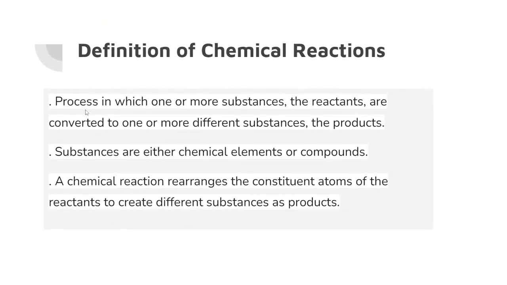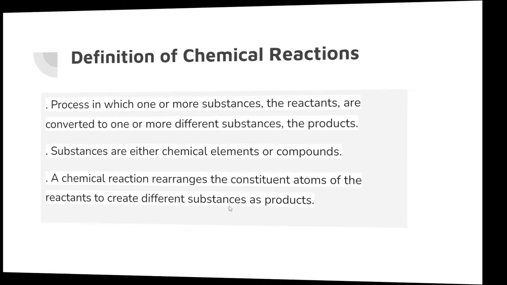A chemical reaction is a process in which one or more substances, the reactants, are converted to one or more different substances, the products. Chemical reactions involve either chemical elements or compounds. A chemical reaction rearranges the constituent atoms of the reactants to create different substances as products.